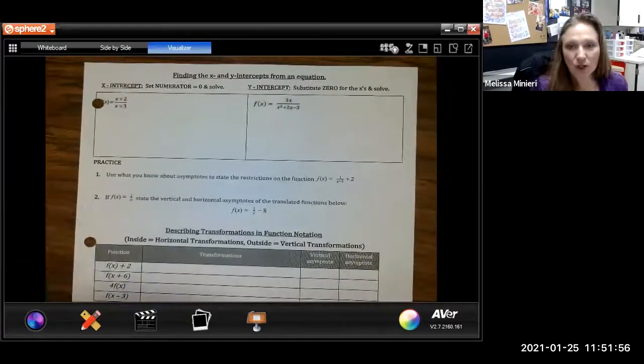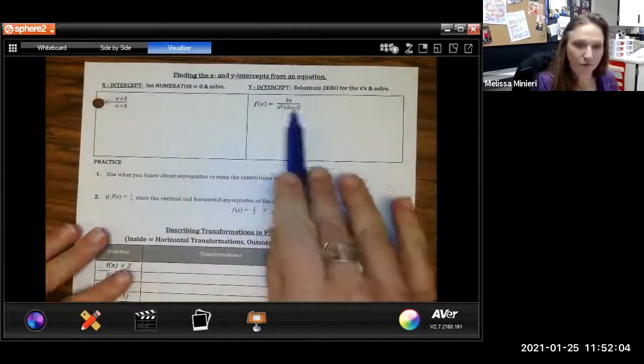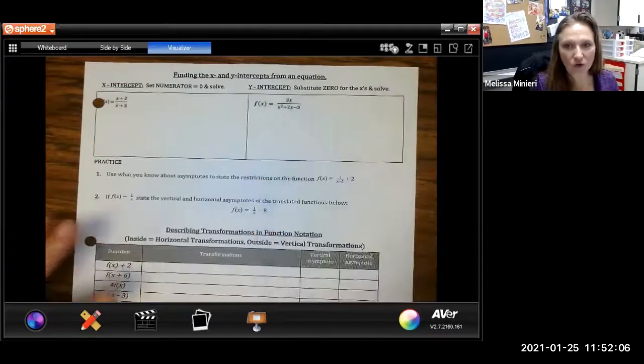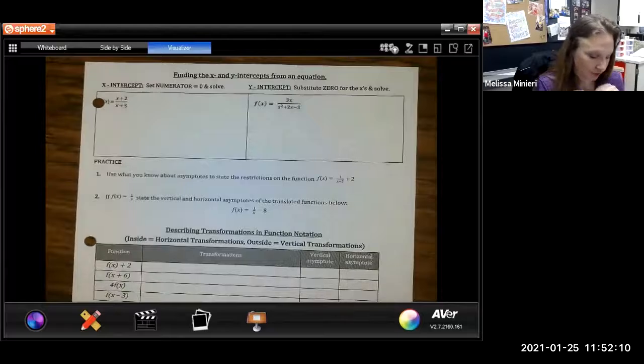So next class, we're going to do more rational functions. They're a little bit more complicated because they will not be in this format. They are going to be one big old fraction. And so we're going to learn how to break them down to be able to find the features to be able to draw the graph.